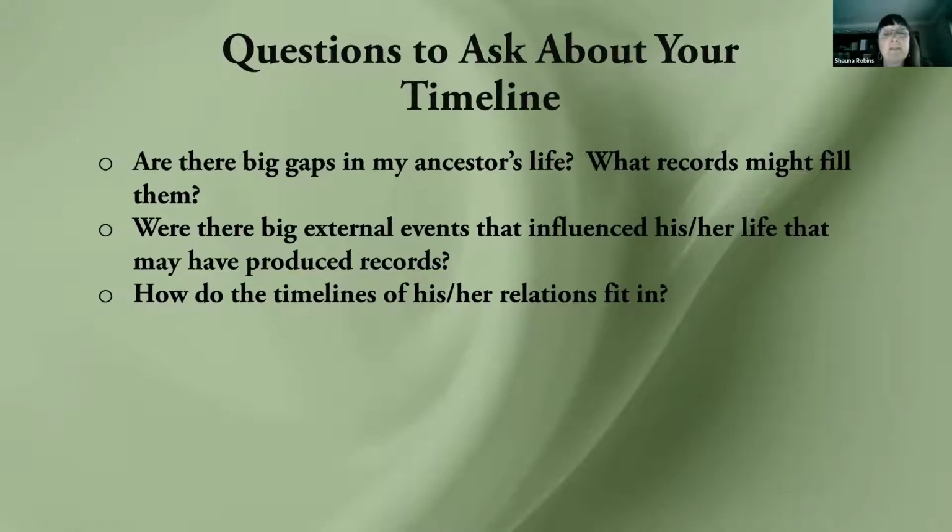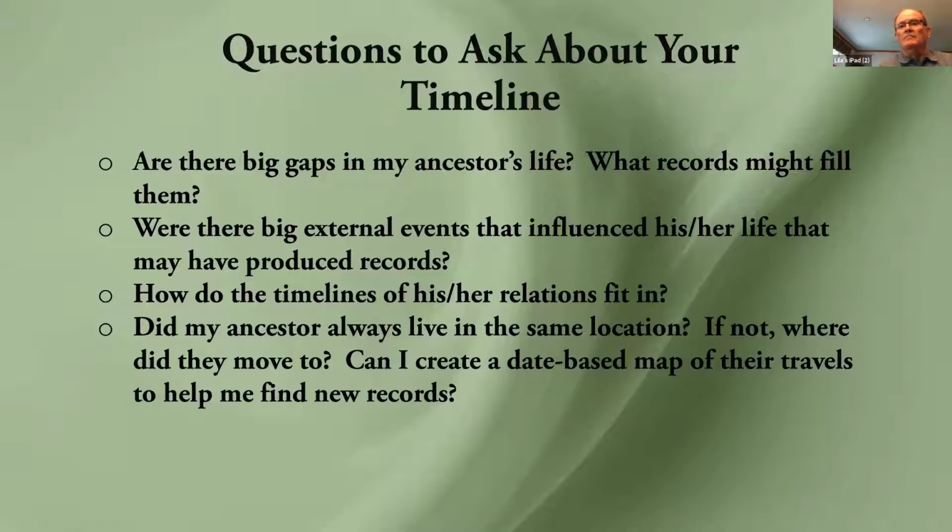How do the timelines of his or her relatives fit in? Were they born and all living in the same area, or were all the children born in one country, say England, and one oddball born somewhere else? And does the odd child's birth really belong to that family, or did they just share a similar name with a parent? Okay.